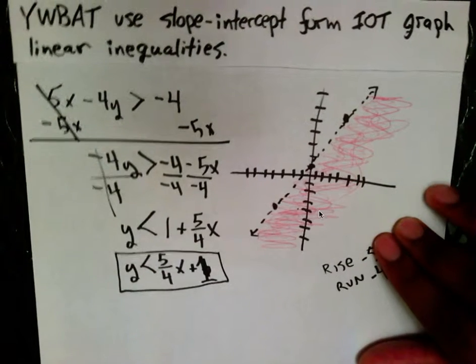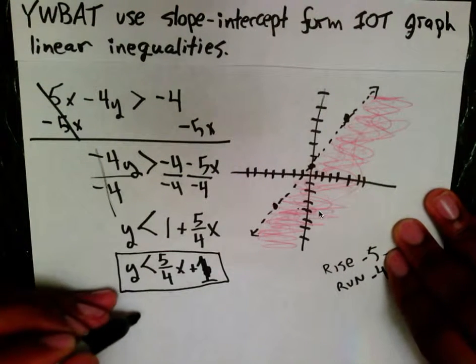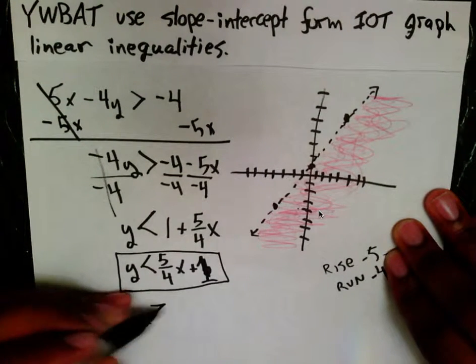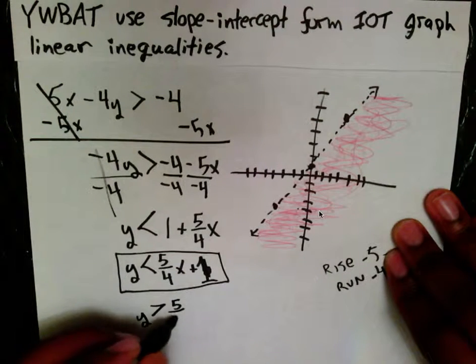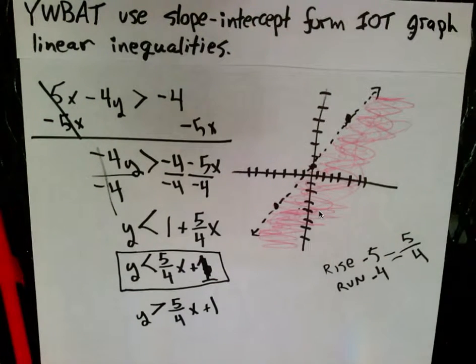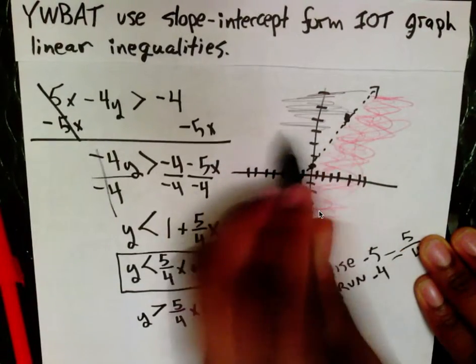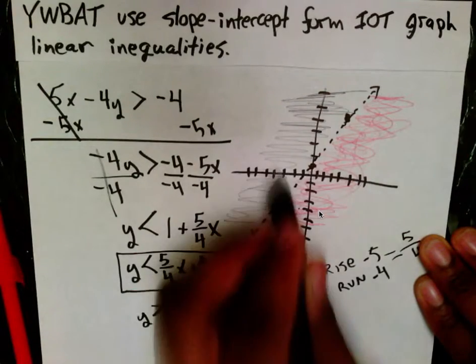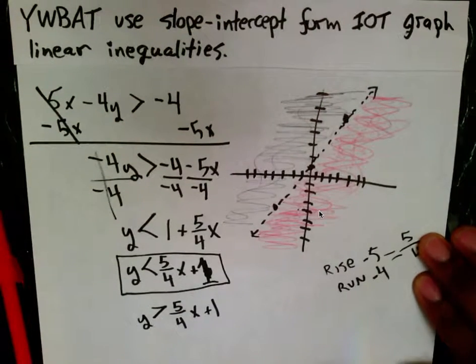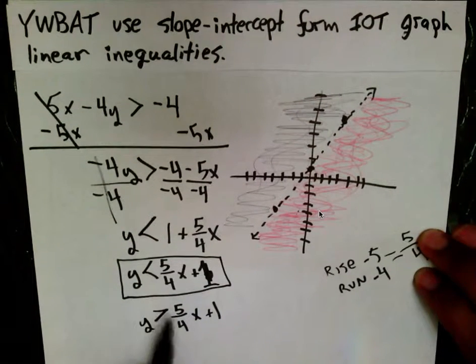Now, what if we were graphing a different linear inequality? What if we were graphing y is greater than 5 over 4x plus 1? Well, then we would shade in everything above. So this is y is greater than 5 over 4x plus 1. Now, what if we were saying y is greater than or equal to 5 over 4x plus 1?